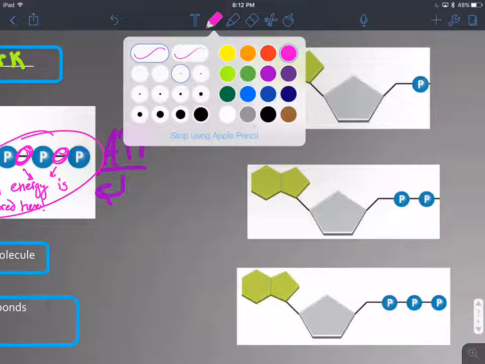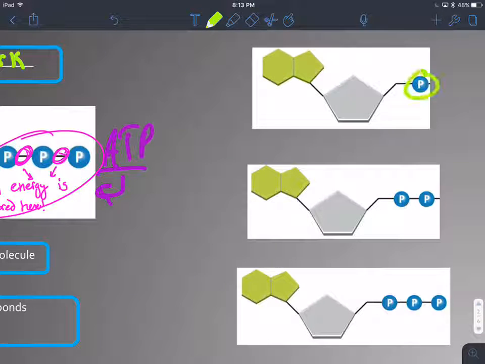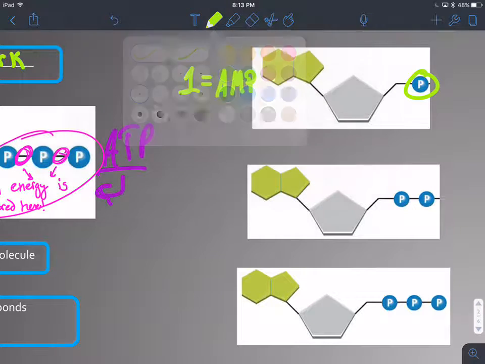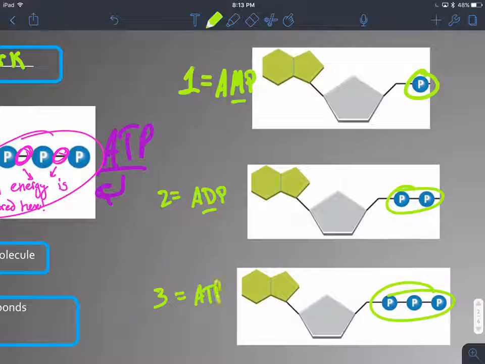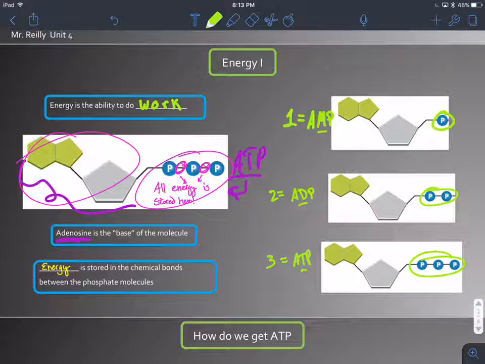based on how many phosphate groups it has. Okay, and if you recall, if it just has one phosphate group, we call it AMP. Okay, if it has two phosphate groups, we call it ADP. That's for diphosphate. And if it has three phosphate groups, we call it ATP because it has three phosphates. It's a triphosphate. And that's pretty much the down and dirty from what we did yesterday.